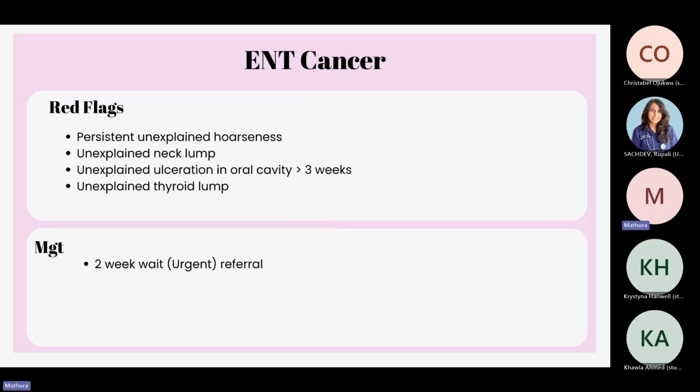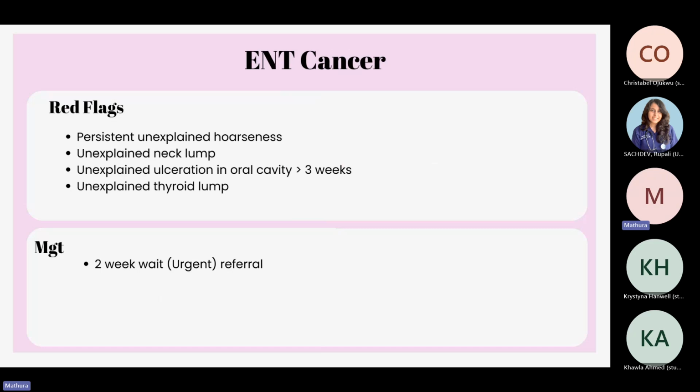Generally with any cancer in this sort of body system, so ears, nose, and throat, you would be worried by a persistent unexplained hoarseness. So there you think about laryngeal cancer. You'd be worried about a neck lump. Again, you would be worried about the larynx, but there could be other things going on. There are other structures in our neck. We have the esophagus, thyroid, and so on.